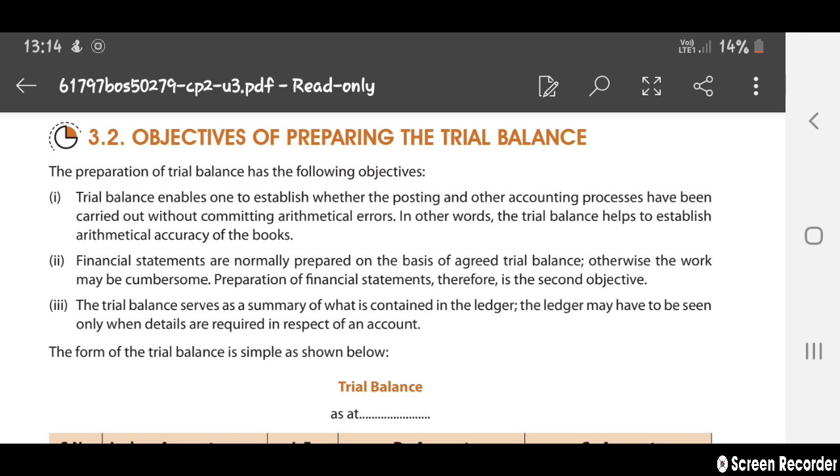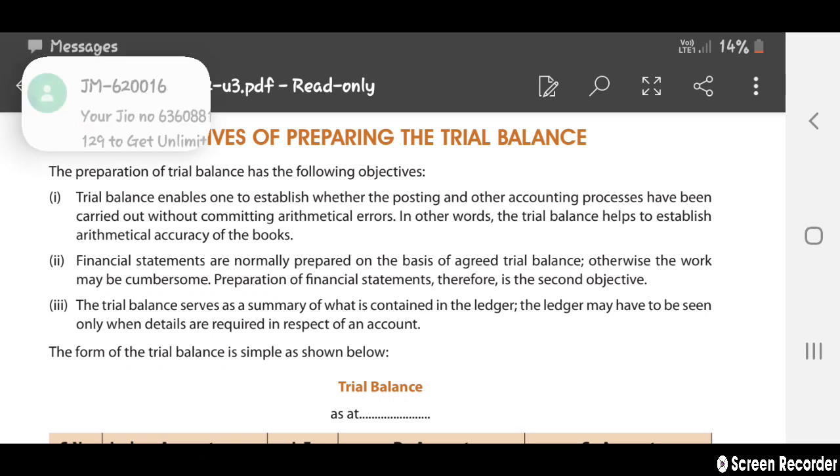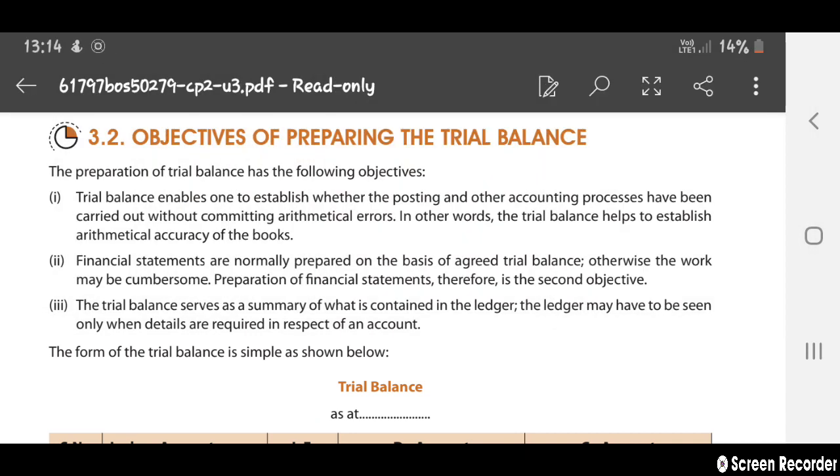So the first objective is the trial balance. The trial balance enables you to establish whether the posting and other accounting processes have been carried out without any arithmetic errors or not. In other words, the trial balance helps you to establish arithmetic accuracy in your accounting books.